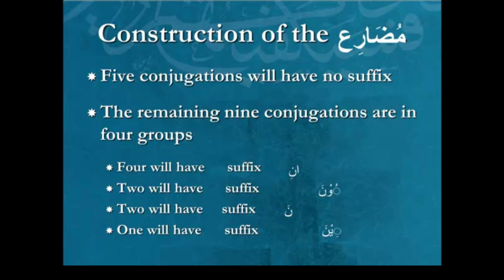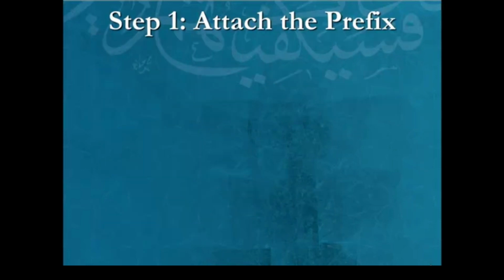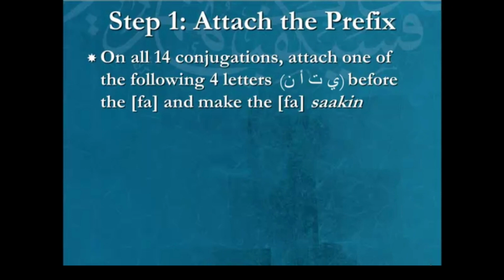And all of that, you're going to see it as we develop the table and we start showing you the conjugations as they're complete. So step number 1, attach the prefix. On all 14 conjugations, you're going to attach one of the 4 following letters, either a ya, a ta, a hamza, or a noon, and it's going to come before the fa position.